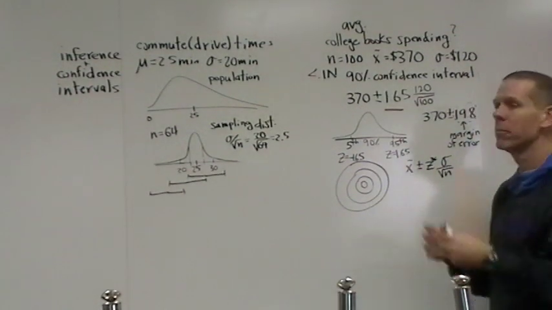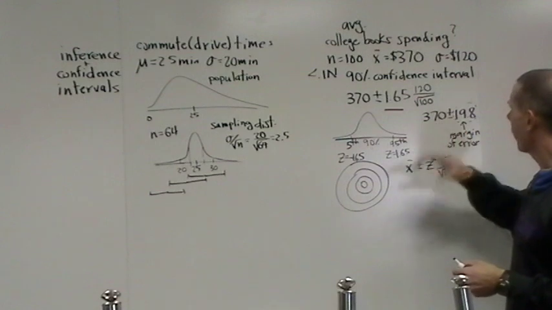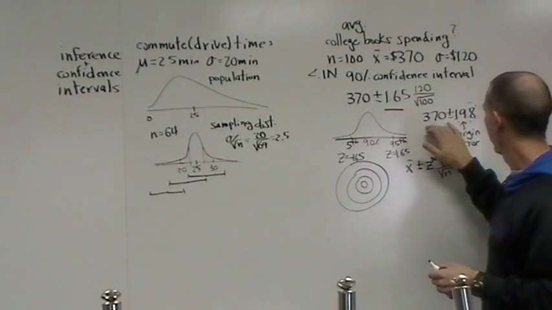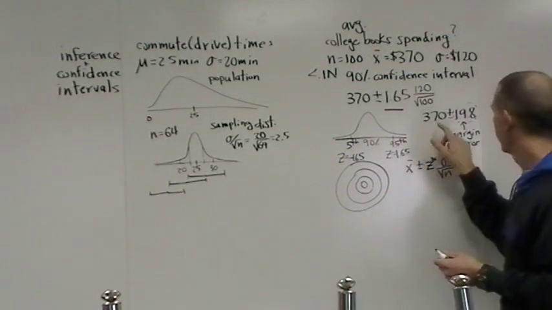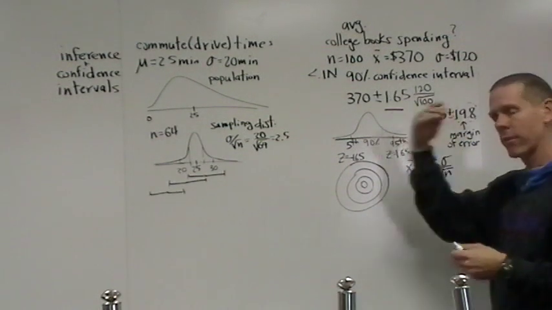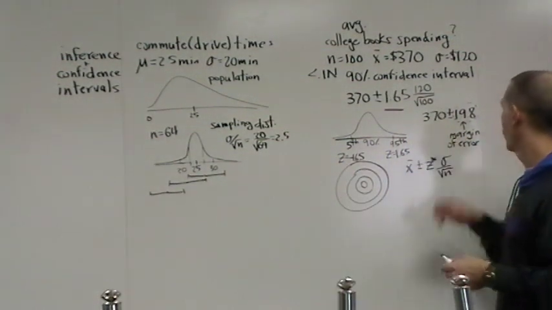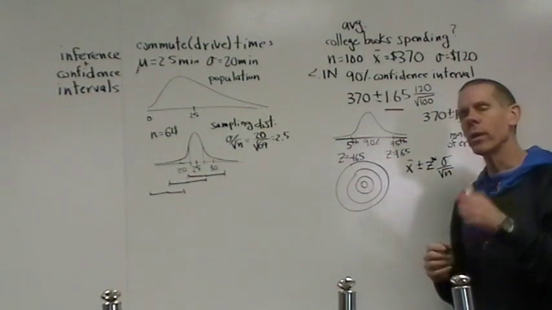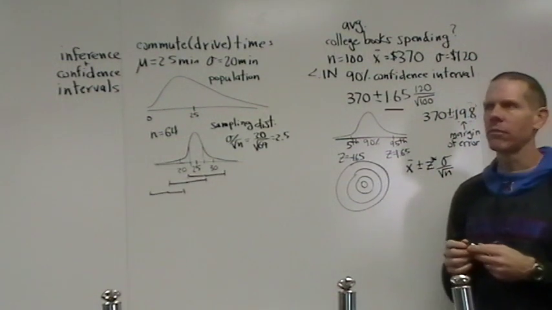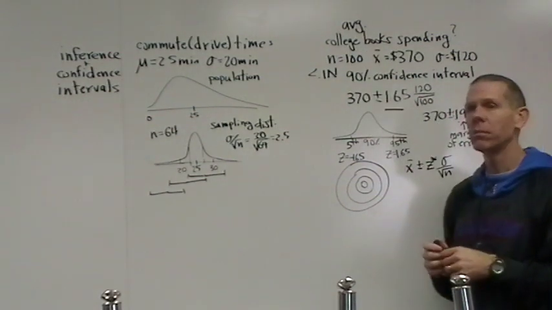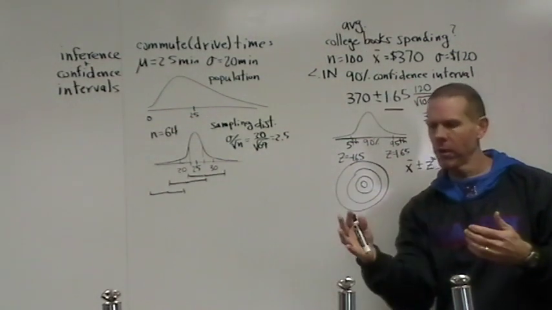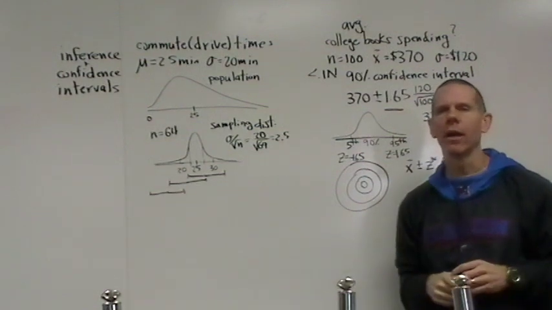In fact, it might even be easier to say, hey, our confidence interval is 370 plus or minus about 20. So our confidence interval reaches from 370 down 20 from 350. 370 plus 20 is about 390. We are 90% confident that the true average amount spent on college books by students is between $350 and $390.